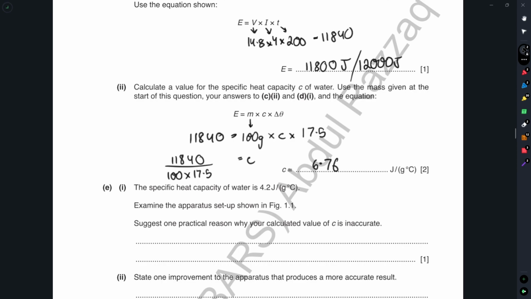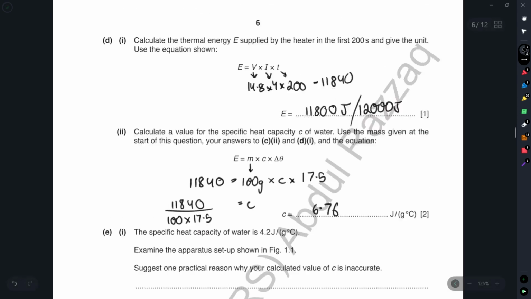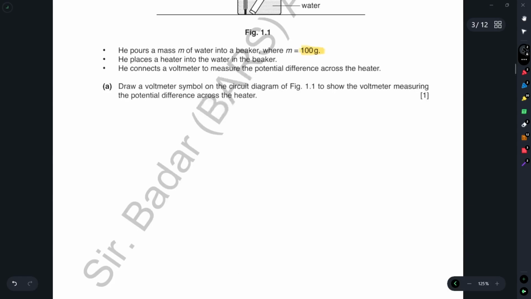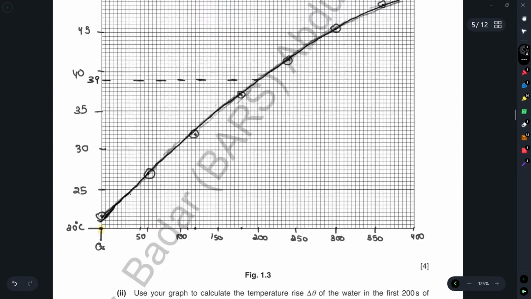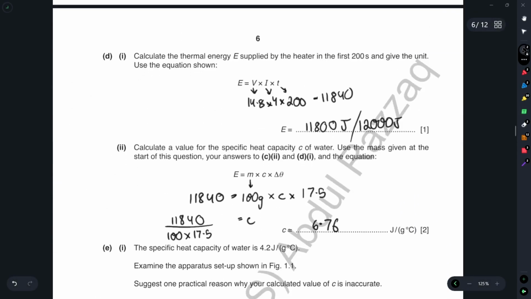Examine the apparatus set up in figure 1.1. Suggest one practical reason why your calculated value of C is inaccurate. Obviously, we haven't accounted for the heat loss. Heat loss could be, if we go to the diagram before, from the walls. So heat loss from both the walls. Of course, heating water will cause evaporation, and we know that evaporation has a cooling effect on objects, so that's going to have a cooling effect as well.